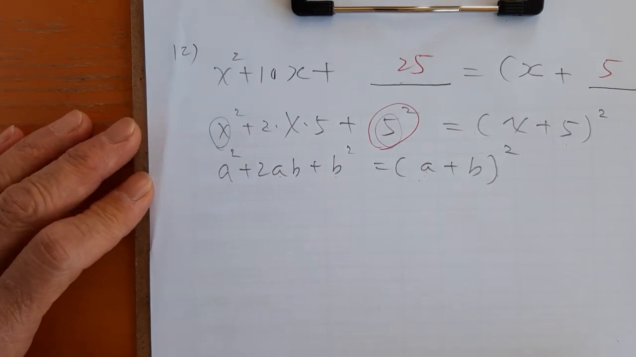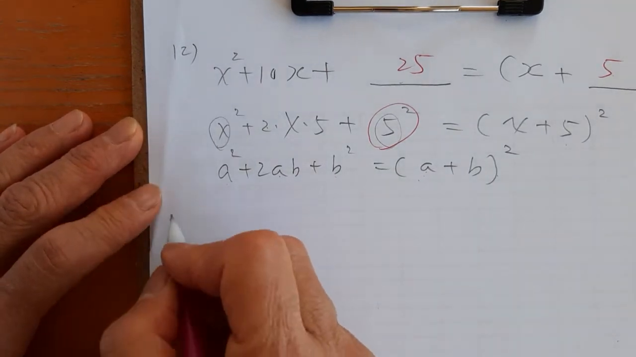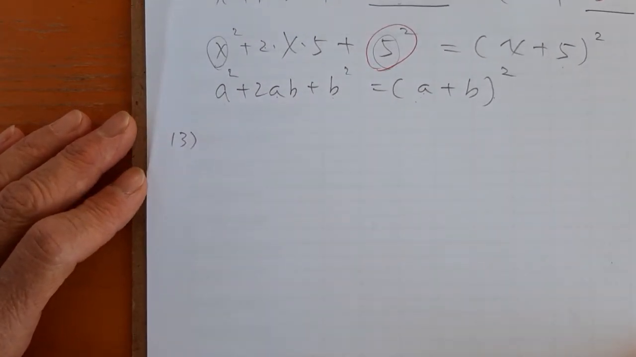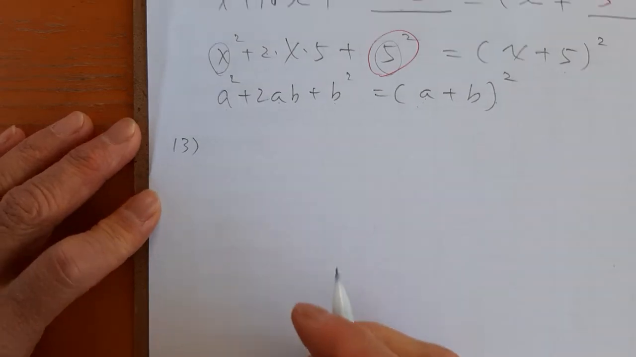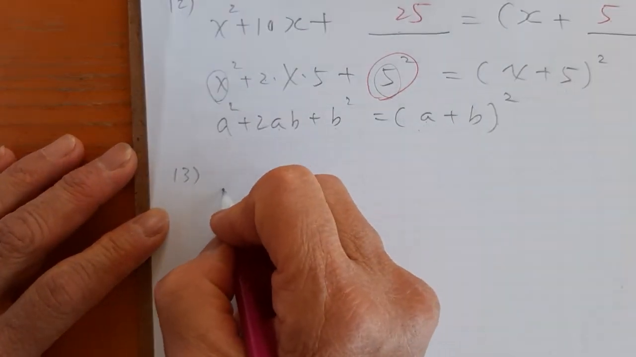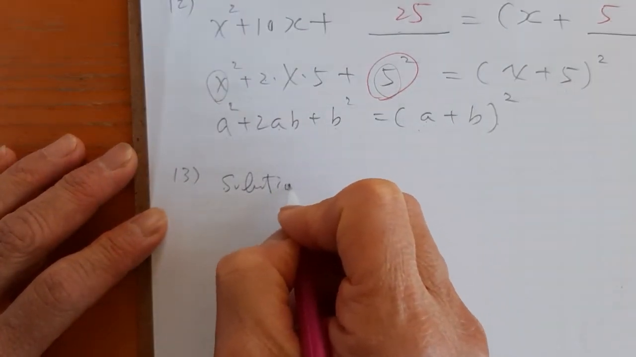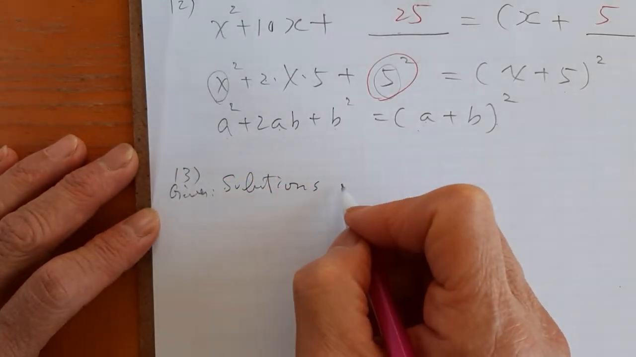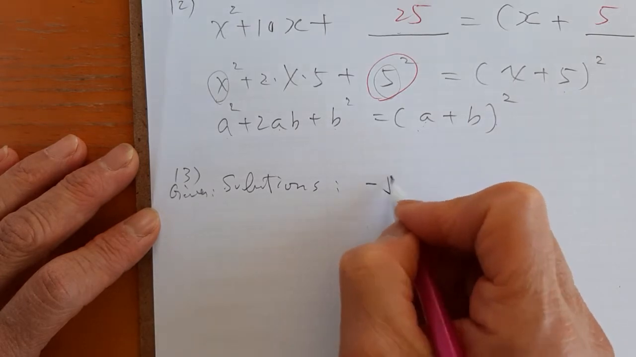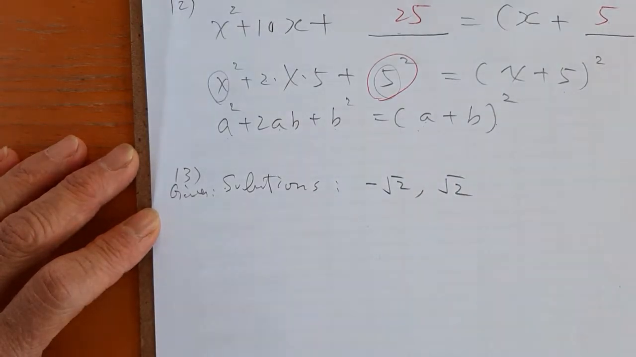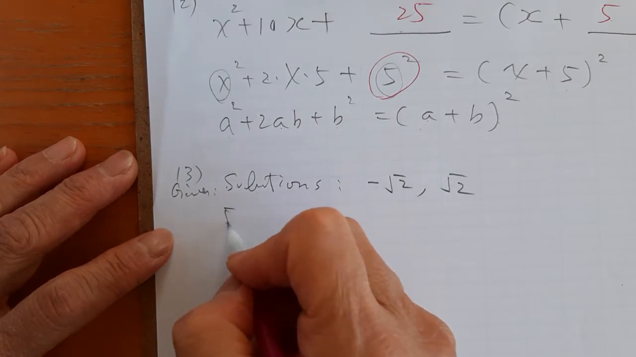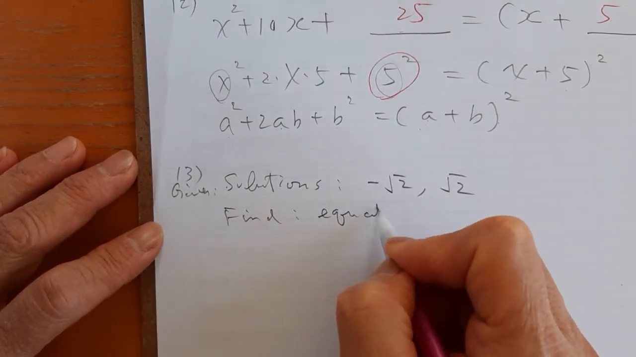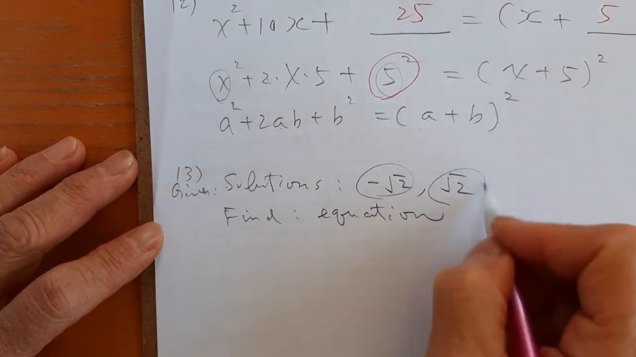And question 13. Write a quadratic equation that has the two given solutions. Given two solutions, write down the equation. The two solutions are negative square root of 2 and positive square root of 2. And find the equation with the two solutions.